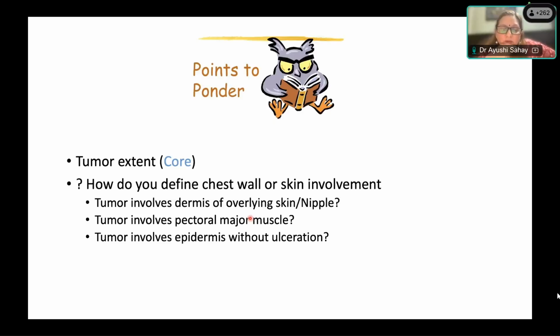And what if the tumor extends into the epidermis without ulceration? It is not skin involvement. Not skin involvement. Very good.